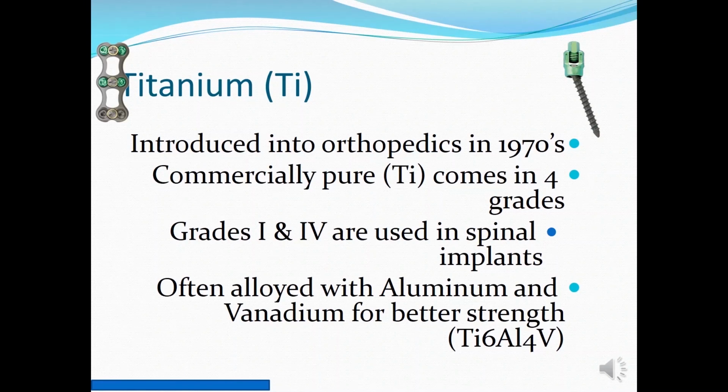Titanium was introduced to orthopedic surgery in the 70s. Commercial pure titanium comes in 4 grades. Grade 1 and 4 are used in spinal instrumentation or implants. It is often alloyed with aluminium and vanadium for better strength: titanium 6, aluminium 4, and vanadium.